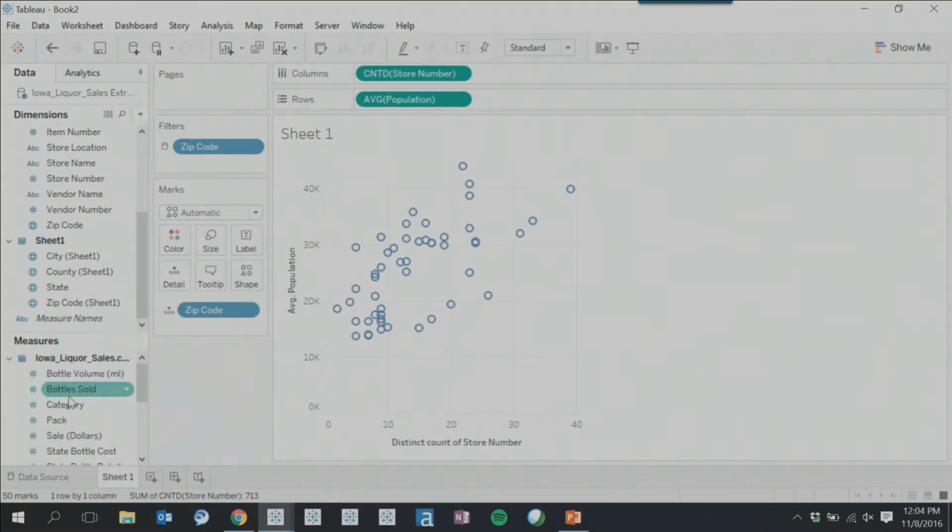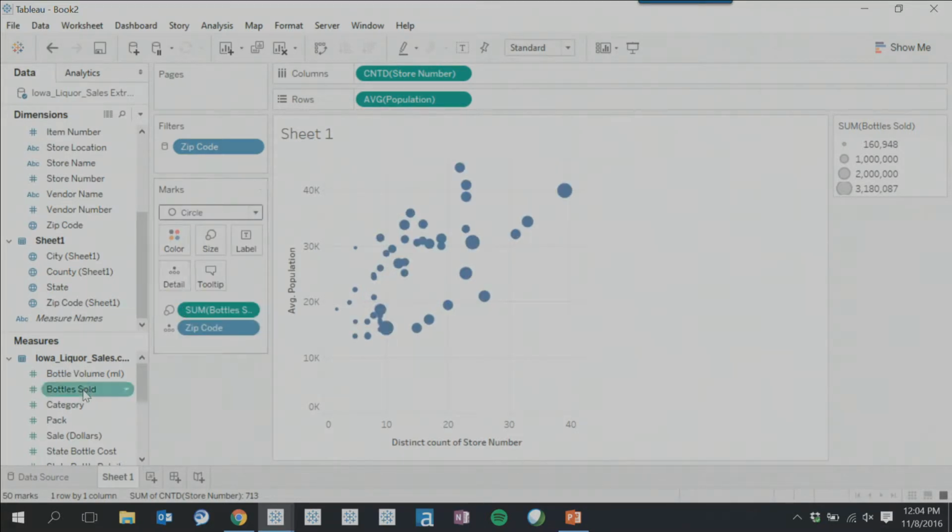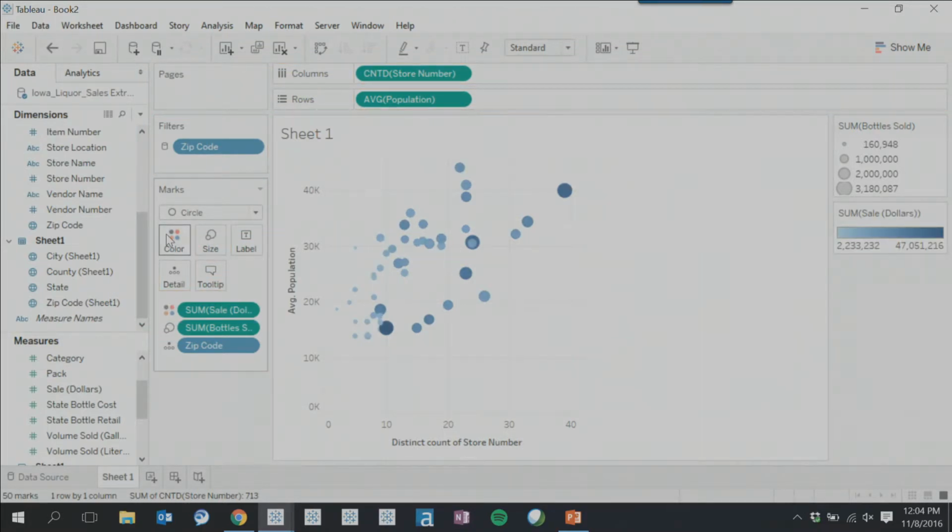All right, and then we heard there was a number of bottles sold. Let's go ahead and drag that in too. And we heard sales dollars too. Okay. Anything intriguing, any of these points in particular pop out immediately that could be of interest?